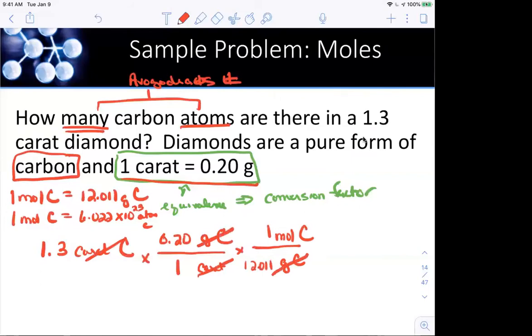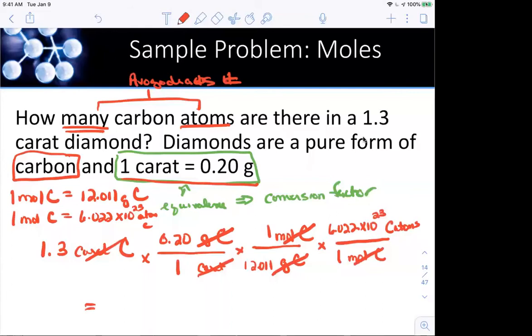If I stopped here, I would be calculating the number of moles of carbon. But that's not what the question asked. The question is asking how many carbon atoms are there. So I need this 3rd conversion factor, where for every 1 mole of carbon, I have 6.022 times 10 to the 23rd carbon atoms. So my moles are going to cancel, and the answer to this question is going to be the number of carbon atoms in this diamond.